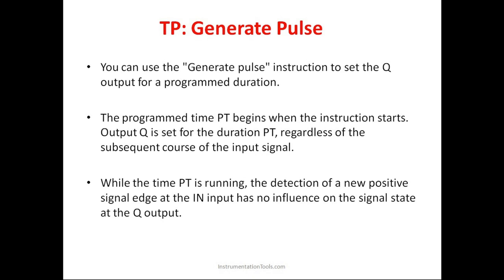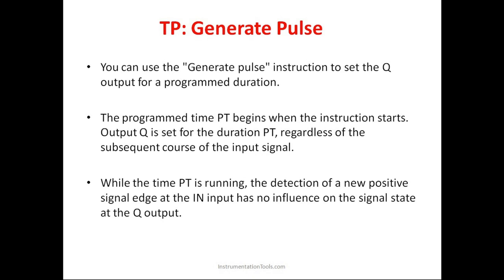Obviously it is generally used to turn on the output for a particular time and then turn it off automatically. Whenever you are using this generate pulse timer, the output will be high for a particular duration and after that it will turn off automatically. The programmed time PT is basically the preset time which we discussed in the previous lecture. Preset time is the time which we have to provide to the timer. If you write 10 seconds in the preset of the timer, then the output will turn on for 10 seconds and automatically after 10 seconds it will go low.